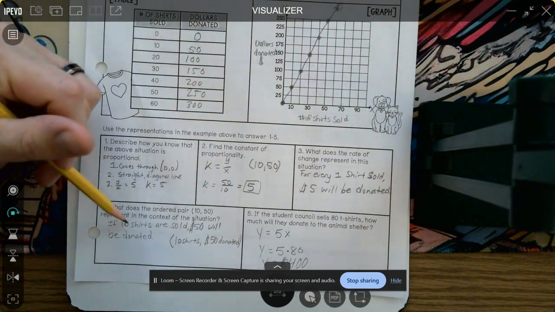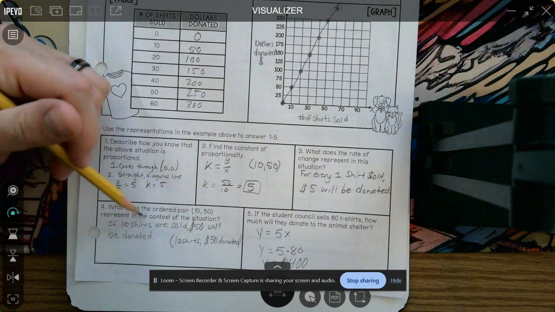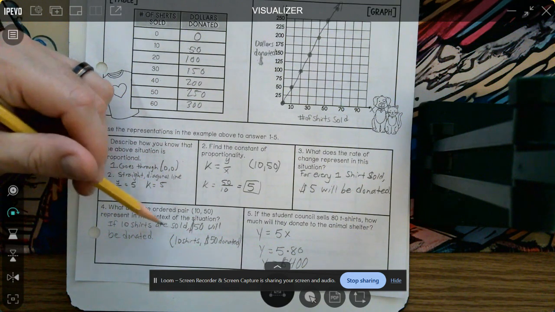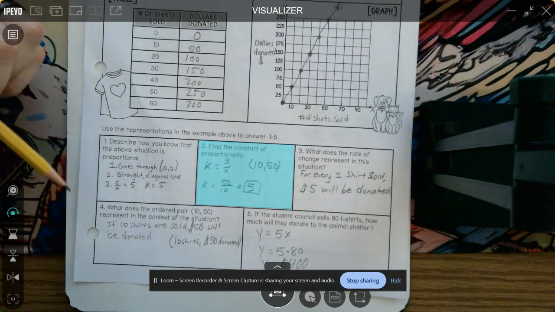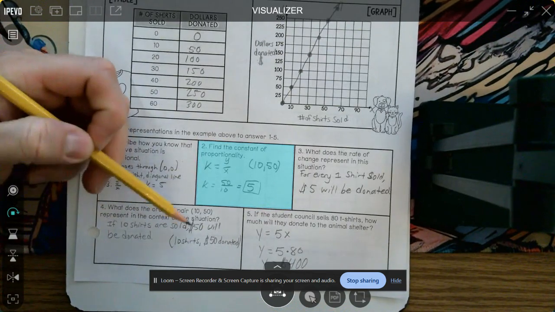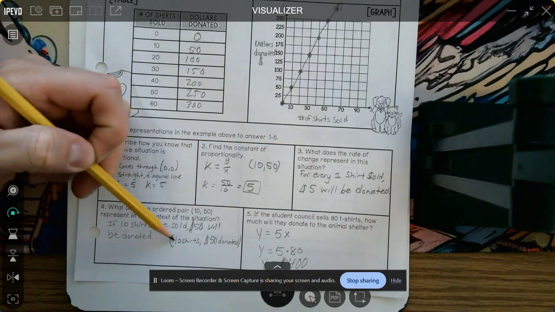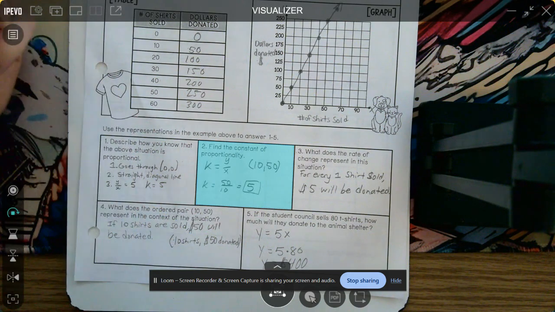So you should have noticed that 10 is my x, so it's 10 shirts. If 10 shirts are sold, that means $50 will be donated. This is another way to look at the problem. If you have 10, 50 in this problem, it's really just 10 shirts, $50 donated when you think about the variables in our problem.